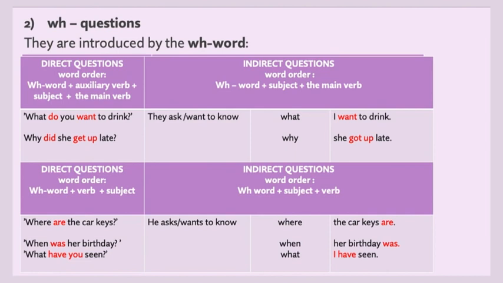Where are the car keys? He asks where the car keys are. When was her birthday? He asks when her birthday was. What have you seen? He asks what I have seen. Dakle, u direktnim pitanjima imamo are the car keys, a u indirektnim the car keys are. Pa, was her birthday, a u indirektnim her birthday was. I have you, pa I have.